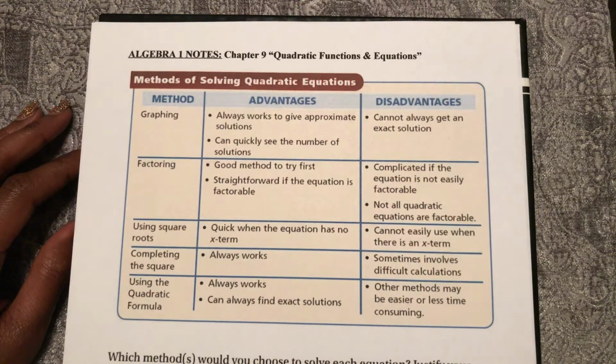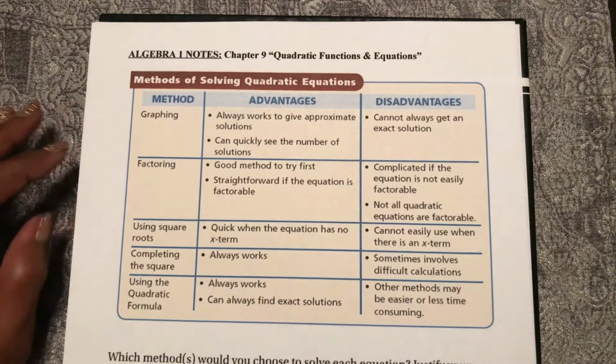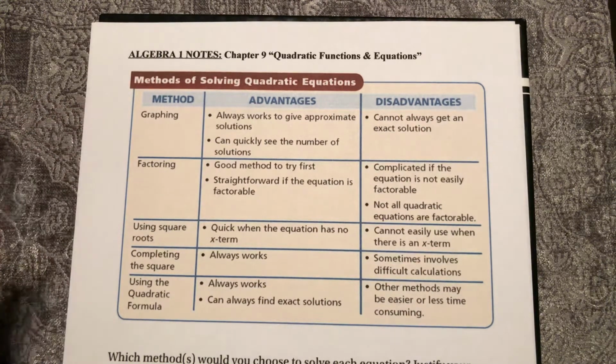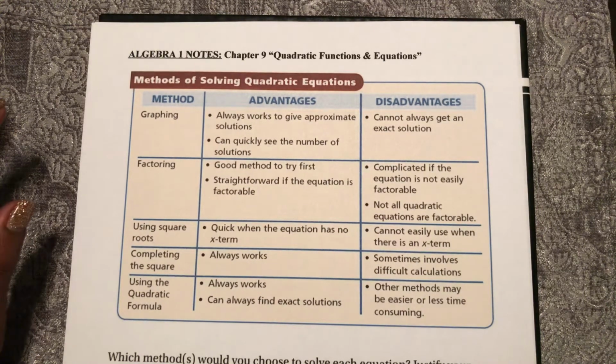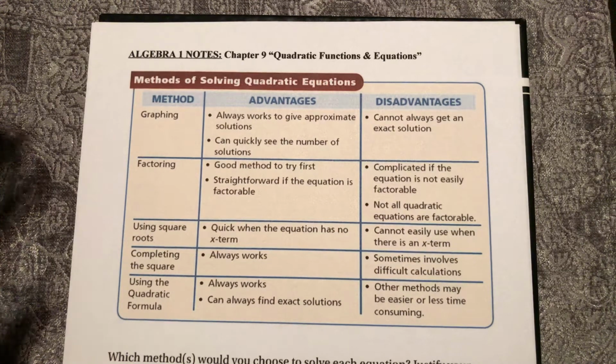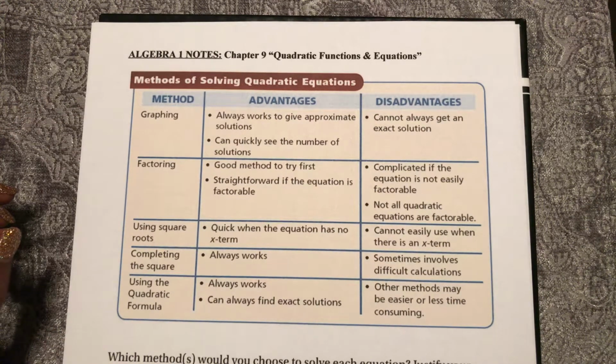Hey guys, so this page serves as a summary of the different methods of solving quadratic equations. Method 1 is graphing. You can see solutions, but you cannot always get an exact solution. Factoring is always a good method to try first, but if you can't factor, you run into some issues. Using square roots works when your b value is 0.